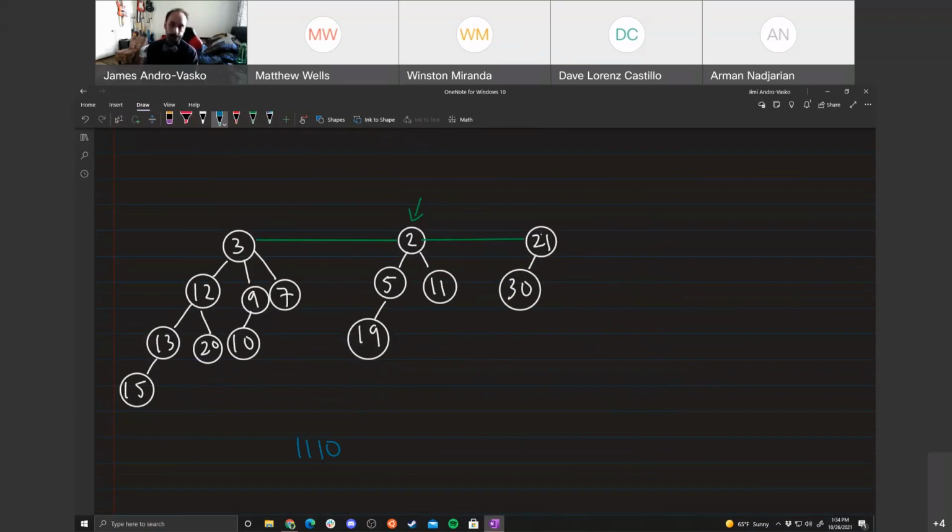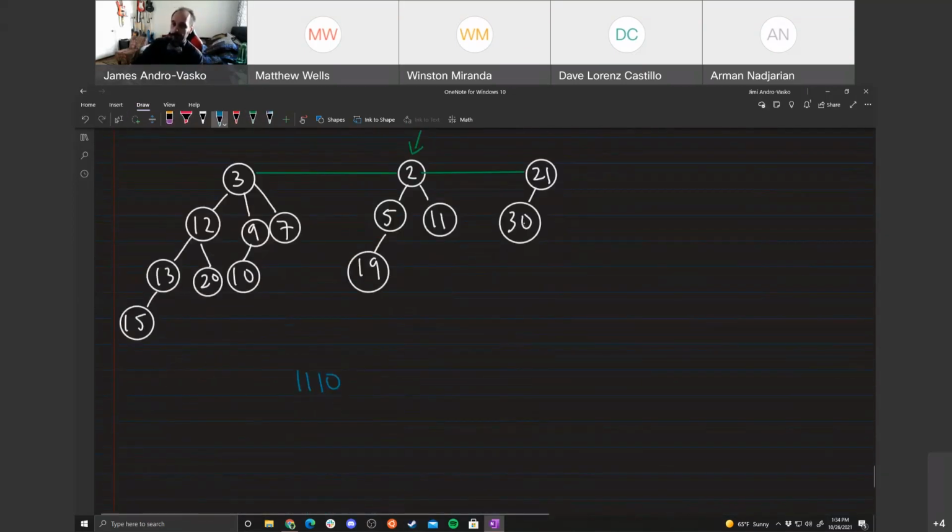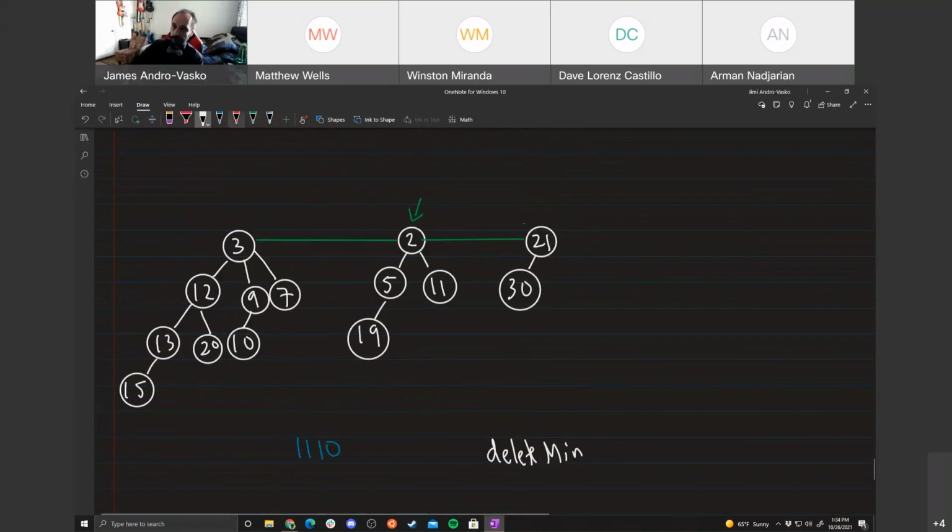Okay, so now, once again, I want to do a delete min, just like before. So let me make sure I'm consistent. Okay, delete min. This again. And this time around, we're going to remove from our B1 tree, because in this case our smallest element happens to be in our B1 tree. So what happens now is we're going to take this 2 and remove it from this tree. So the result now is we're going to have these 2 trees.